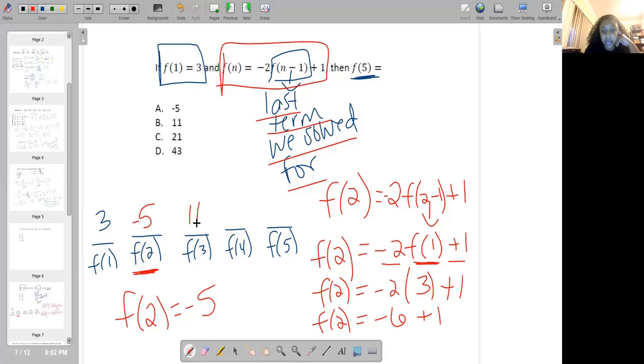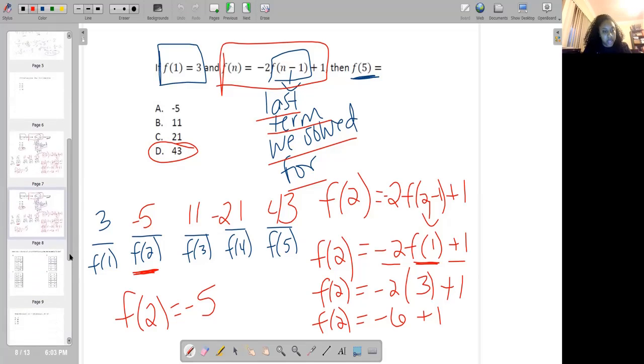The fourth term, that means I need to take 11, the last term we solved for, multiply by negative 2, which gives me negative 22. Add 1 to it, so negative 22 plus 1 is going to be negative 21. One more time, to find my fifth term, go back to the last one we just solved for, negative 21. Multiply that by negative 2. Negative times a negative is a positive, so 21 times 2 is 42. Add 1, we get 43. So the answer to this is going to be D.